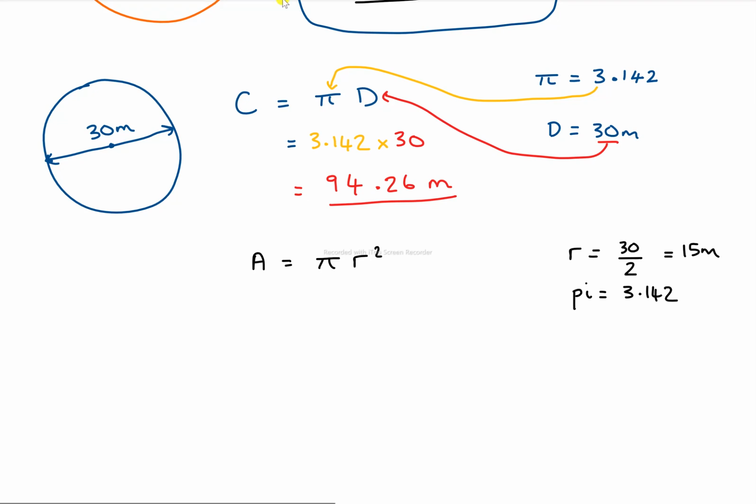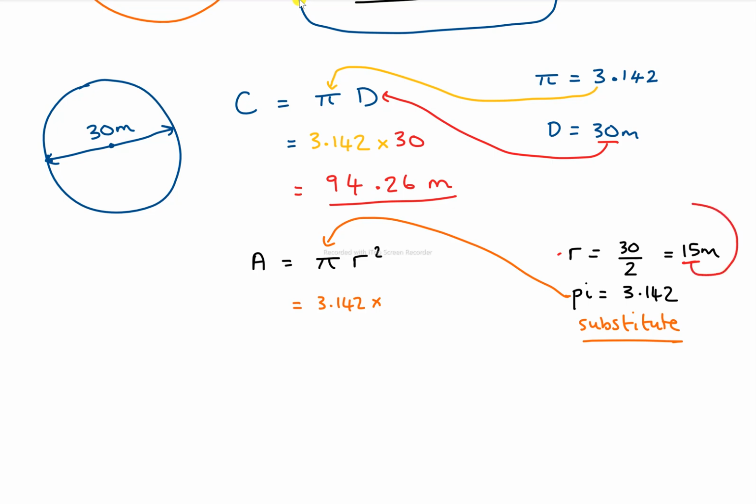Now, what are we going to do? We are going to substitute. I want you to get used to these words. Substitute the values. So we know what pi is. We're going to put pi into there. So pi is 3.142 times, we figured out what the radius is there. So the radius is 15. So we put that into there.